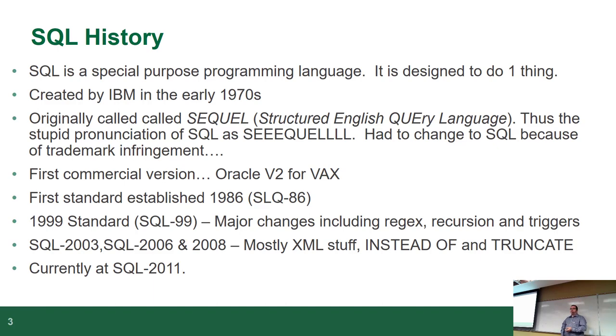In 2003, 2006, and 2008, they brought in XML, the language that nobody uses anymore. XML is a markup language similar to HTML. It's pretty much been abandoned in favor of JSON. They also brought in INSTEAD OF, and they formalized a command called TRUNCATE. INSTEAD OF is a trigger thing. They currently are sitting at SQL 2011. I couldn't tell you what's new in it.